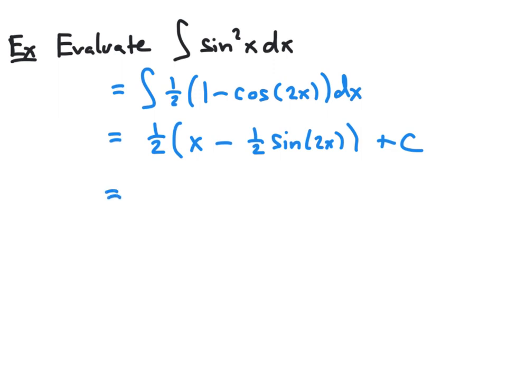And if we wanted to, we could distribute this 1/2, although not necessary, and get 1/2 x minus 1/4 sine of 2x, all plus c. And this would be the value of our integral. So once we were able to rewrite sine squared in terms of just cosine of 2x, the antiderivative was relatively straightforward to compute.